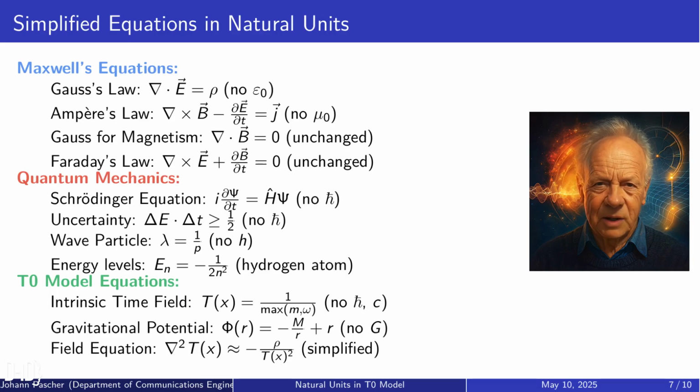The T0 model equations show similar simplification. The intrinsic time field equals 1 over the maximum of mass or frequency. The gravitational potential becomes -m over r plus r, with no G. And the field equation becomes the Laplacian of the intrinsic time field approximately equals -ρ over the time field squared. These simplified equations reveal the underlying elegance of physical laws when expressed in natural units.